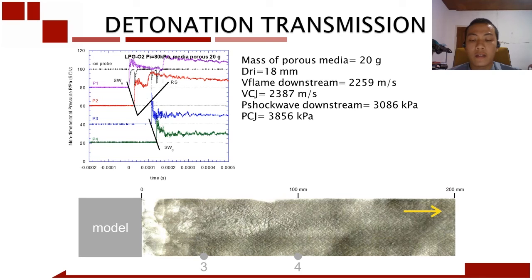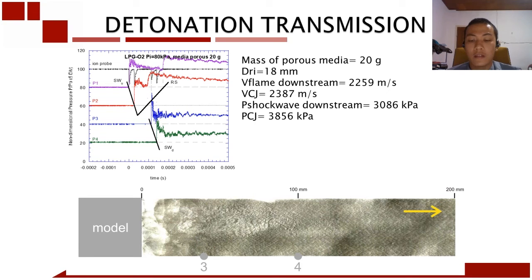A calculation of the data from pressure sensor and ionization sensors gave the actual velocity of the flame front and pressure of shock wave 2,259 meter per second and 3,086 kPa in downstream of the model. These values are almost reaching the theoretical GG velocity of 2,387 meter per second and GG pressure 3,856 kPa. The soot track record of the experiment is displayed in figure.